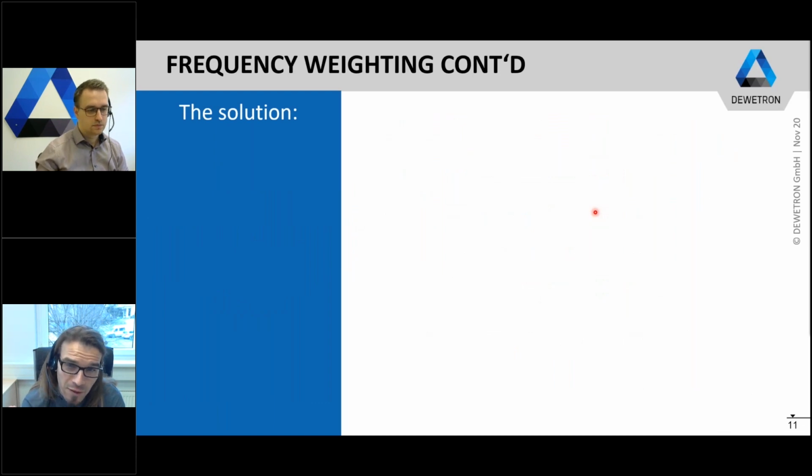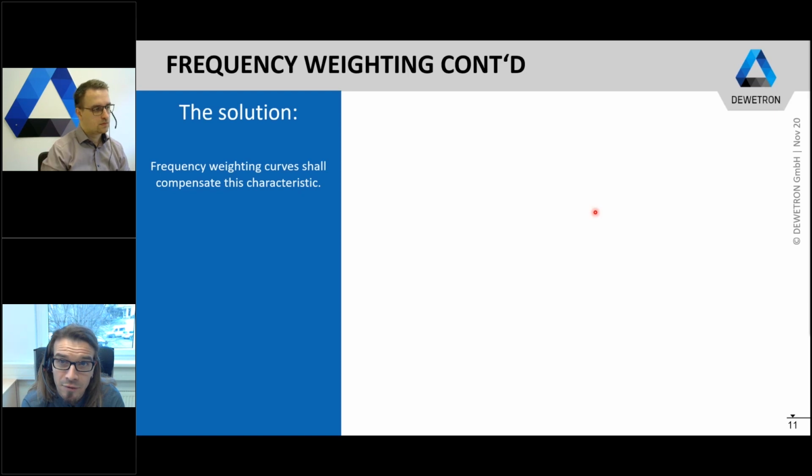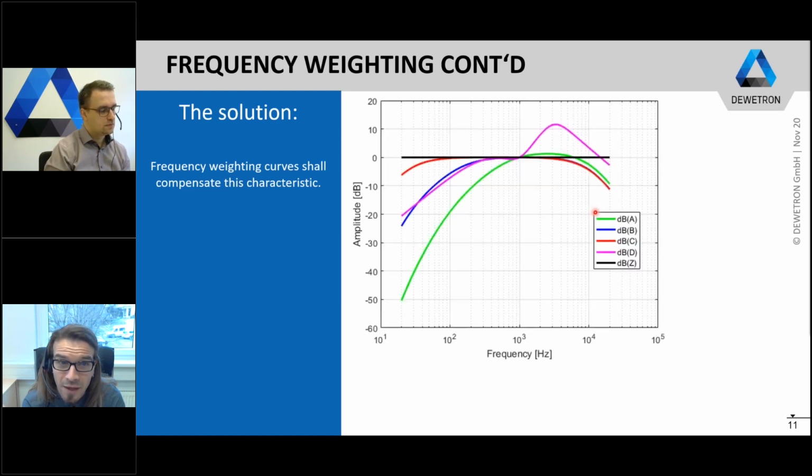To respect these characteristics, frequency curves shall compensate for them, and 4 different curves have been developed to also respect different loudness levels. As you saw on the previous slide, the characteristic also changes with different loudnesses in general. So we have 4 different weighting curves, A, B, C, and D.